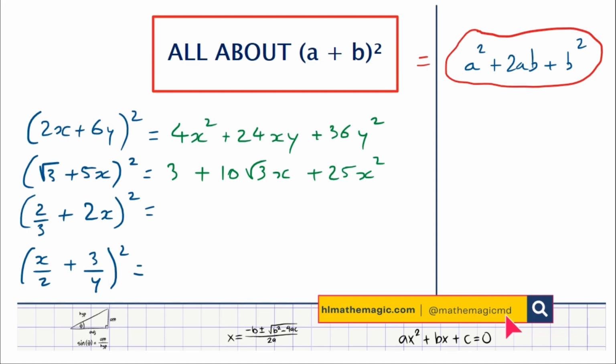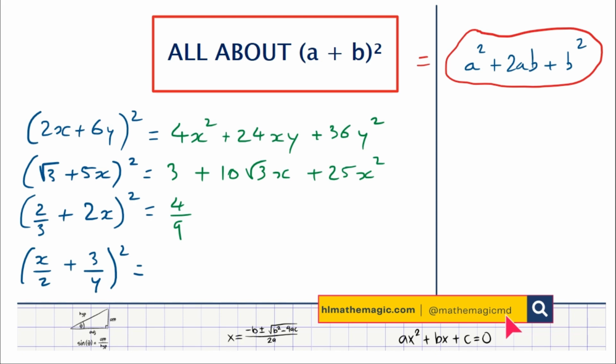Next one looks super tricky. It's got some fractions going on. How do we square a fraction? Well, 2/3 squared is the same as 2 over 3 times 2 over 3, which is actually 4 over 9. So I'm squaring a fraction.